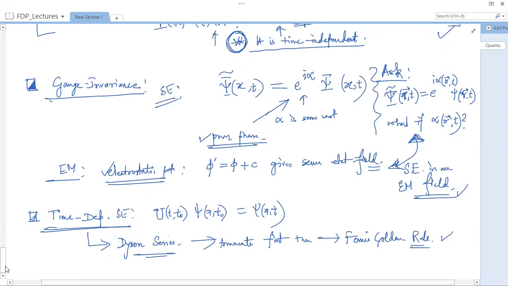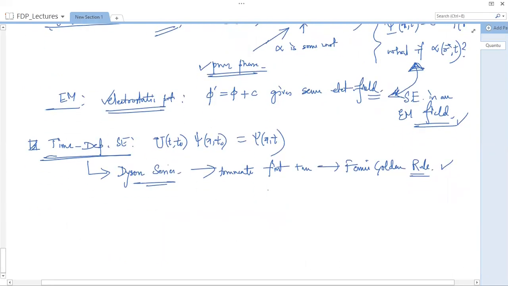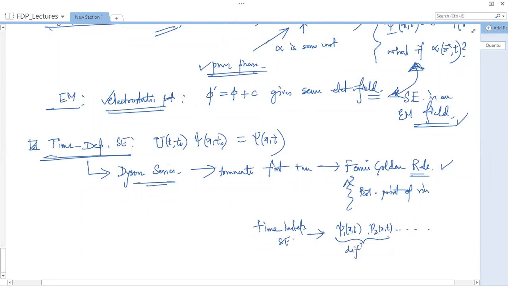We view the Fermi golden rule from a perturbative point of view. Perturbative means we first solve a time independent Schrodinger equation. Then we get some wave functions psi1 of x, t, psi2 of x, t. These are different states. I didn't talk about the different states yet. Then we think about transitions between these states and calculate the transition rates.